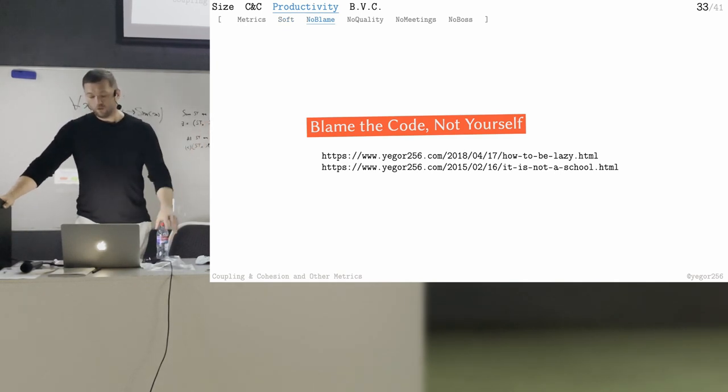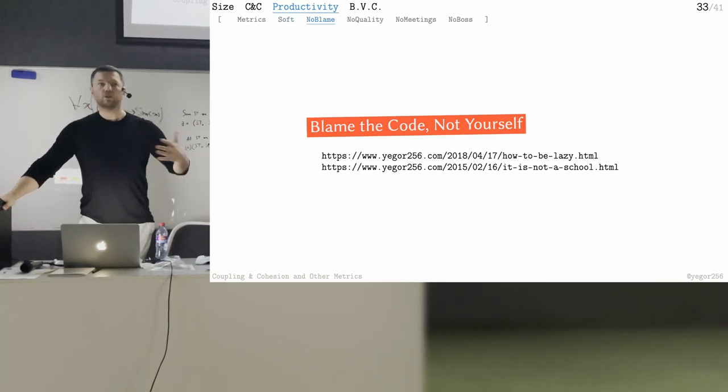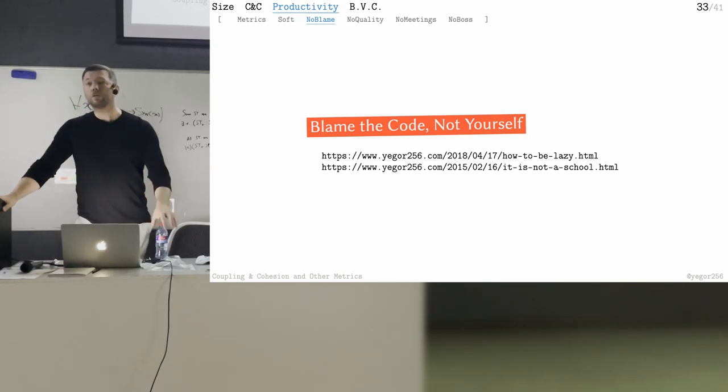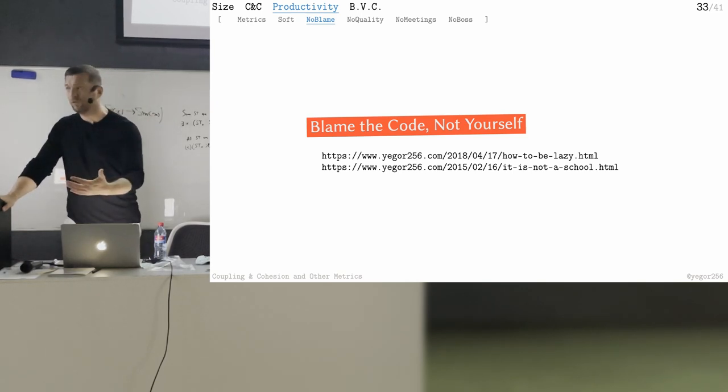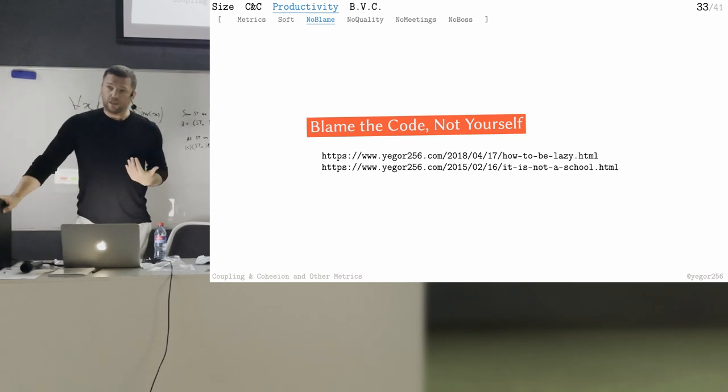Two links to two blog posts which you have to read. This is the idea, this is the philosophy. When you open the code, when you start working with the project, or you're already in the project, when something is not clear of what's going on there, you open the class, you open the file, you're trying to fix the bug, but you don't understand how to do it, you don't blame yourself, it's not your fault. It's always a fault of the code base. The code base is not perfect.